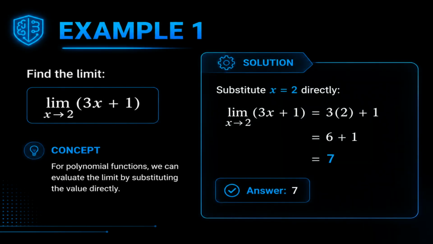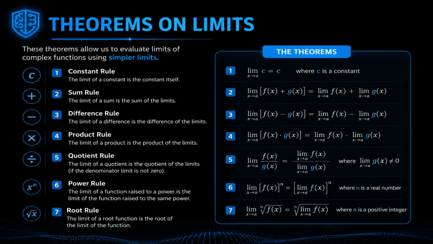Let's look at an example. To find the limit of 3x plus 1 as x approaches 2, we can use direct substitution. Plugging 2 into the function gives us 3 times 2 plus 1, which equals 7. Theorems on limits simplify our work with complex functions. Rules for sums, differences, products, and quotients allow us to break down complicated expressions into simpler, easier to evaluate parts.